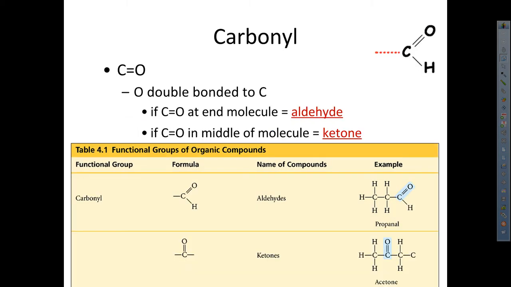A carbonyl group is where a carbon is double bonded to an oxygen. If it happens at the end of a molecule, this is called an aldehyde. But if it happens in the middle of a molecule, it's called a ketone. And again, this has different biological effects about the placement of the double bond and how it will react in the body.